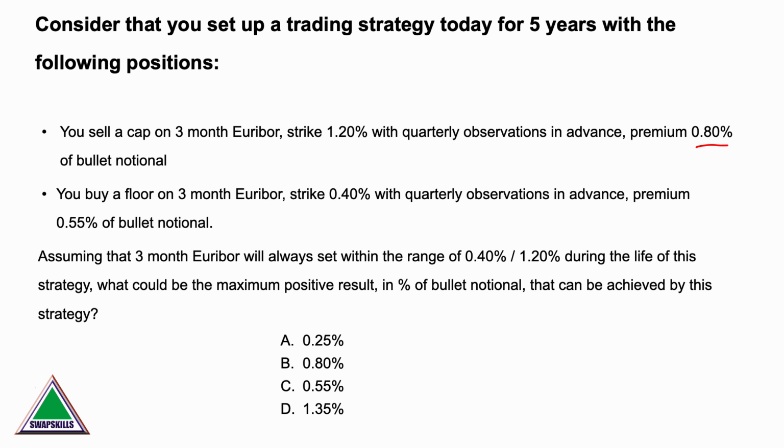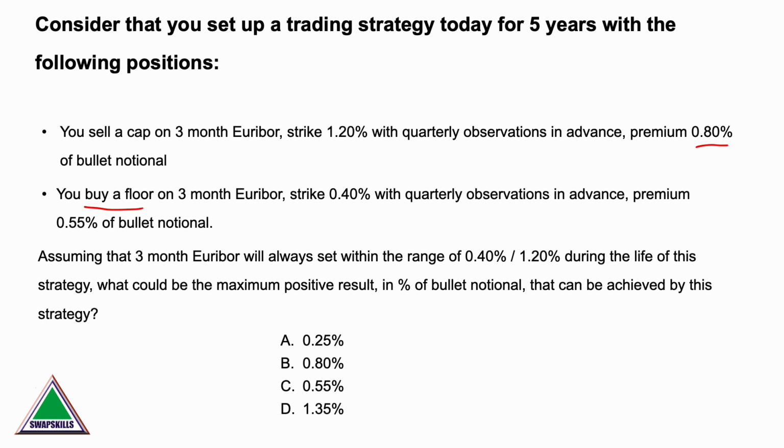Now remember, if you sell a cap, somebody is buying protection from you if rates go above 1.2%. If they stay below 1.2%, the strike's not exercised, the cap's not exercised, you get to keep the premium. That's the first part of the trade. On the second part, you buy a floor on 3-month Euribor with a strike of 40 basis points with quarterly observations in advance. The premium you pay, because you're buying the floor, is 55 basis points.